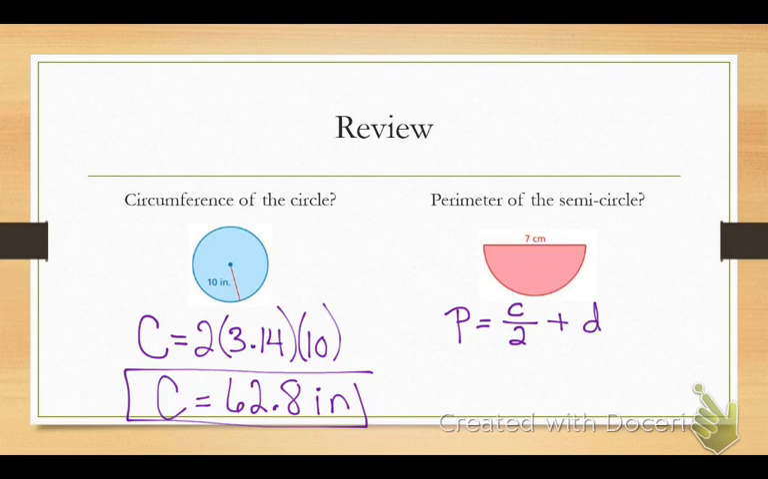Okay, so the circumference, when I did 3.14 times 7, what did you get, Hadley, when you did 3.14 times 7? It was 21 point... Yes. All right, so she did P equals 21.98 divided by 2 plus the diameter, which is 7, which gives me a perimeter of 17.99 centimeters.